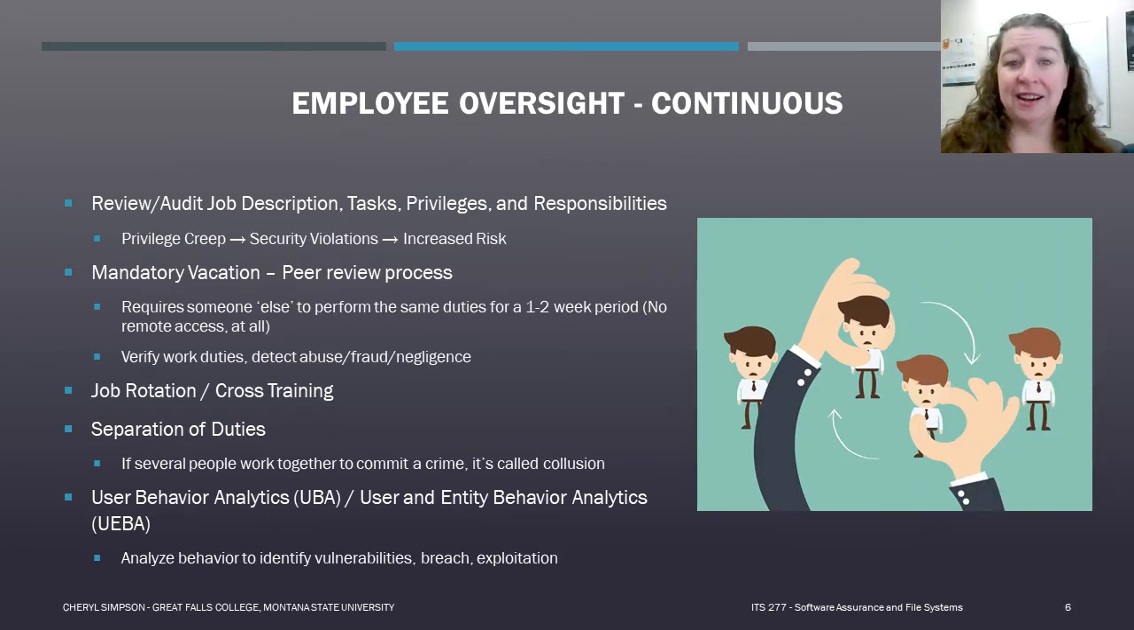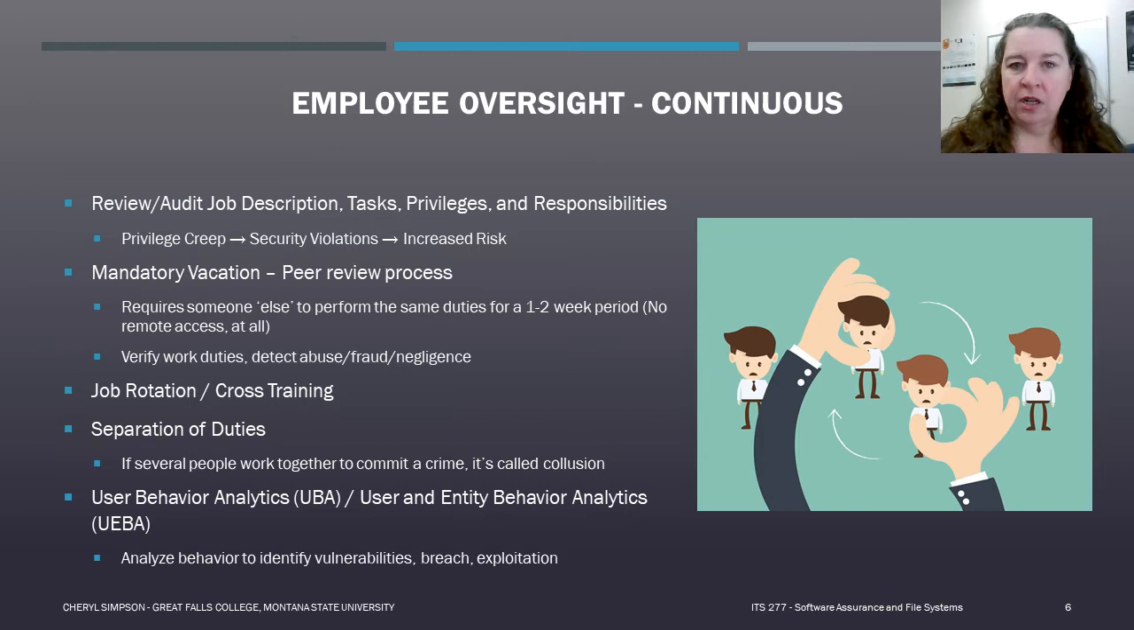Once an employee is hired, now we need to have employee oversight. And there are a couple of different descriptions of employee oversight and how those need to be included in your job on an ongoing basis. The first is reviewing and auditing your job description, your tasks, your privileges, and responsibilities.